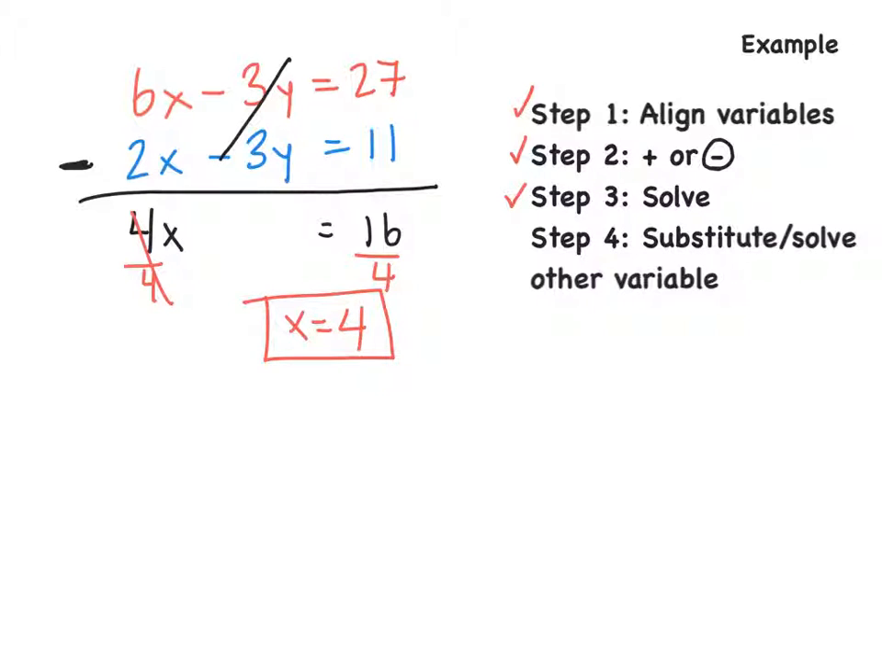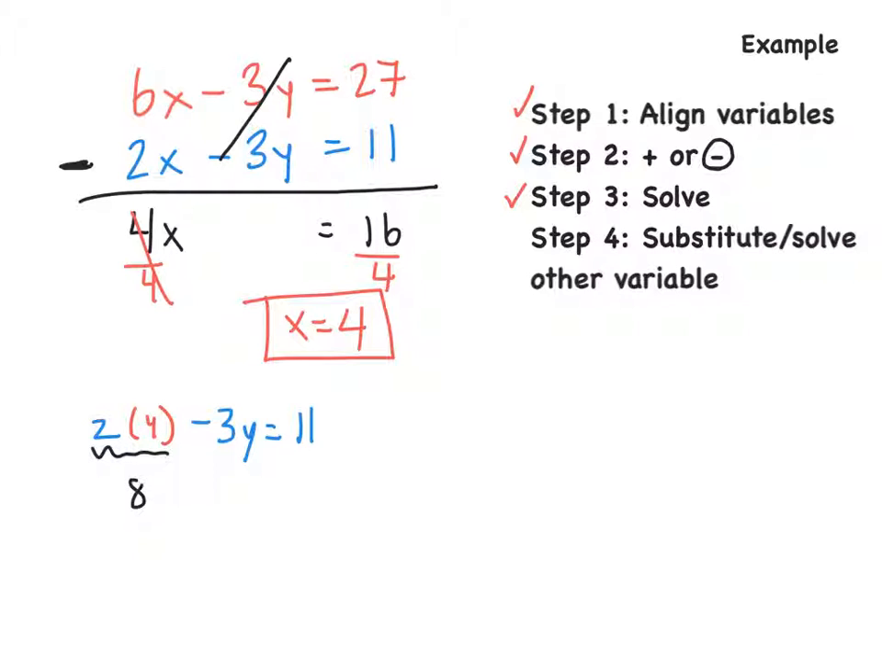Step 3 is completed. Step 4, all we have to do, take this x equals 4, plug it into one of these two equations. I'll just pick this one. Reason why I picked this one, 11 is smaller than 27. It's the only reason. So we'll do 2 times 4 minus 3y is equal to 11.